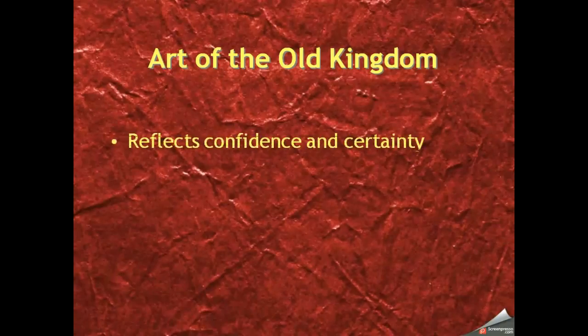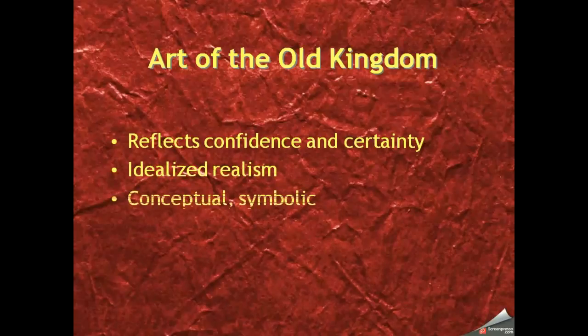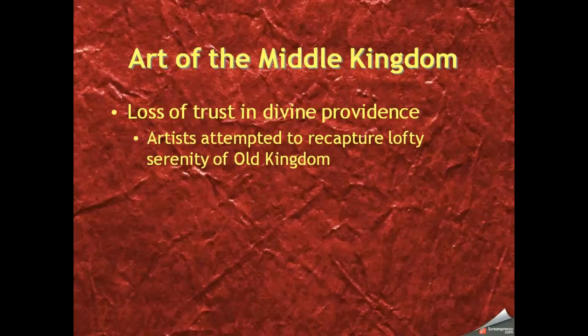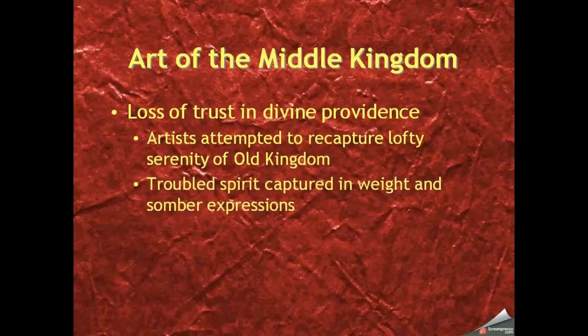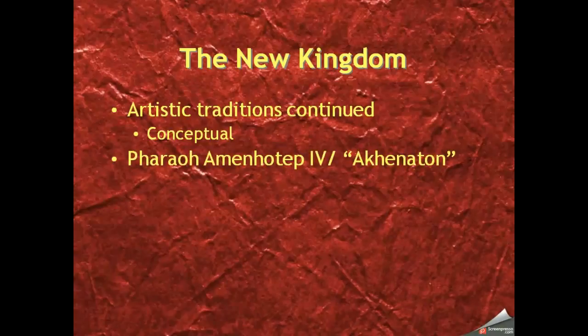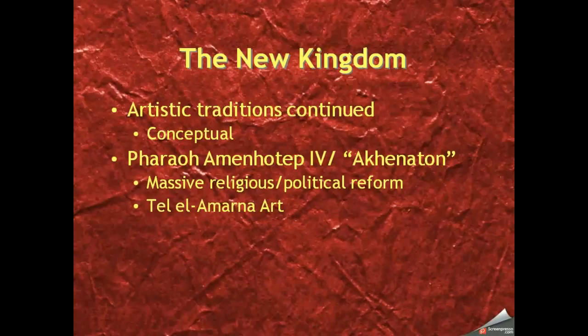In the art of the Old Kingdom, we note that it reflects confidence and certainty, an idealized realism, and it's conceptual and symbolic. The art of the Middle Kingdom displays a loss of trust in divine providence. The artist attempted to recapture the lofty serenity of the Old Kingdom, and it exemplifies a troubled spirit captured in weight and somber expressions. In the New Kingdom, the artistic traditions continued. They were conceptual. The great pharaoh Amenhotep IV, also known as Akhenaton, started a massive religious and political reform movement. We see the art there.